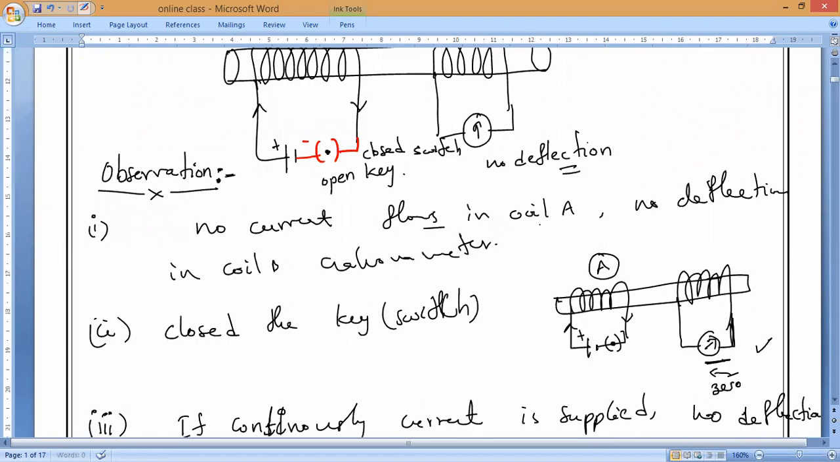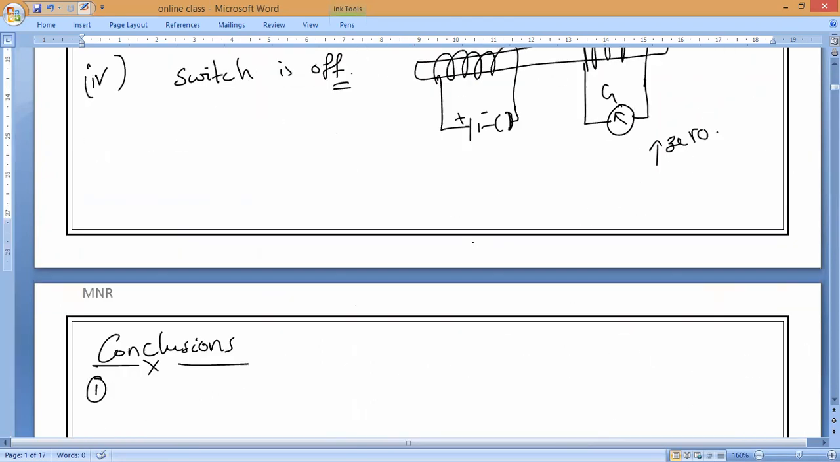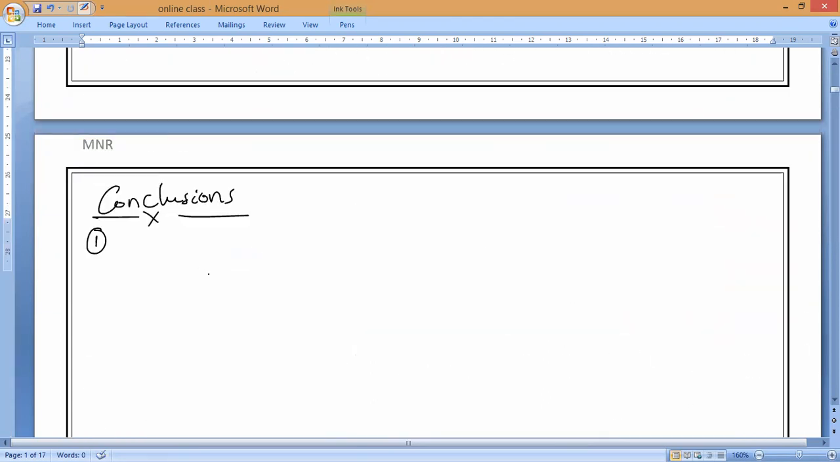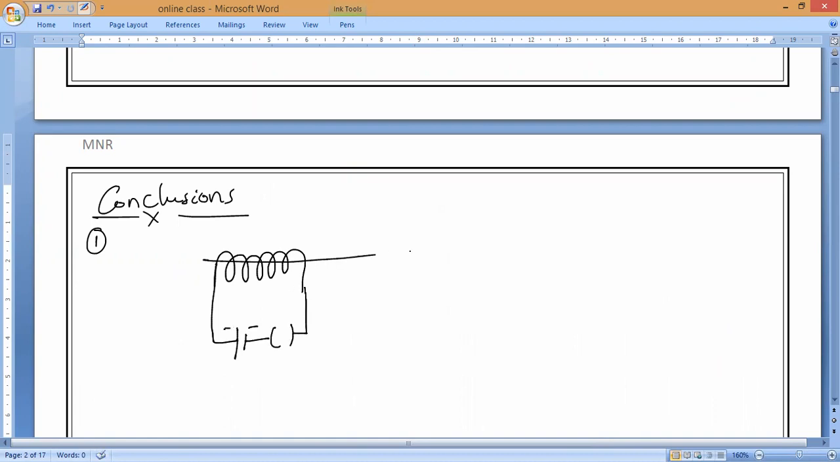No current flows inside the coil A, so there is no deflection in coil B. So that is what you have to remember. Now what is the first conclusion? When no current is passing in the coil A, observe very carefully. Now no current, switch is open. No current is passing in the coil A. This is the galvanometer. Now the pointer is indicating only 0 on the galvanometer.